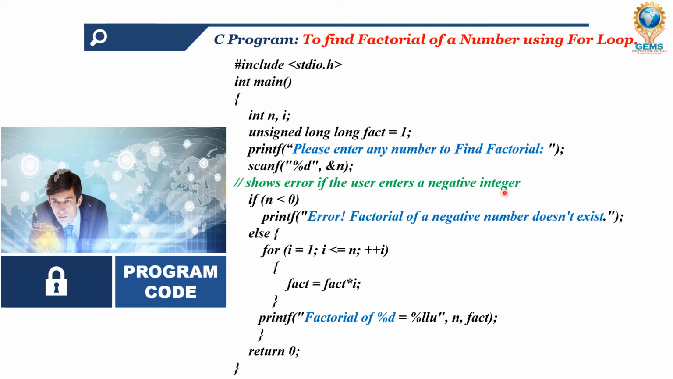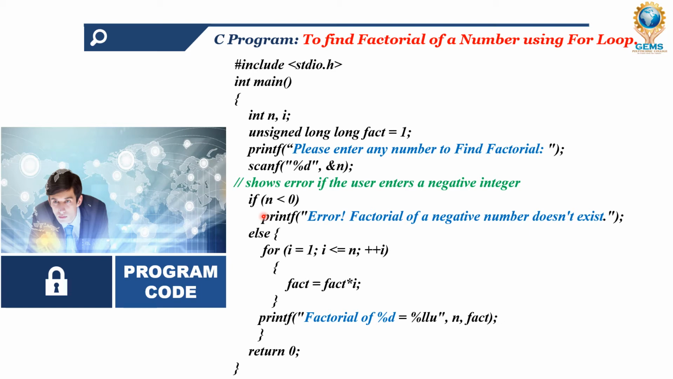Now this is our comment line, so the compiler will not read this line. This is only for our understanding, so the programmer can easily understand for what purpose I am using this coding. So here printf and scanf, two functions I am using here. The header file for printf and scanf, I already told you, is the standard input output header file. Through printf I am giving the instruction to the user to enter any number to find the factorial, and through the scanf function I am taking the input from the user.